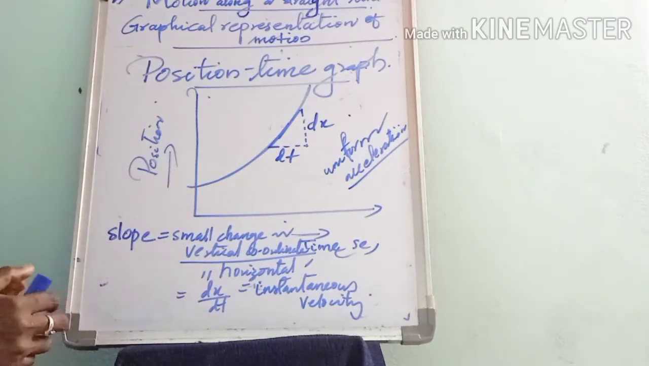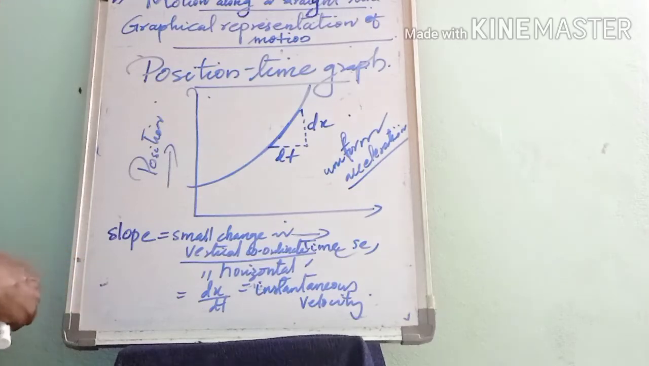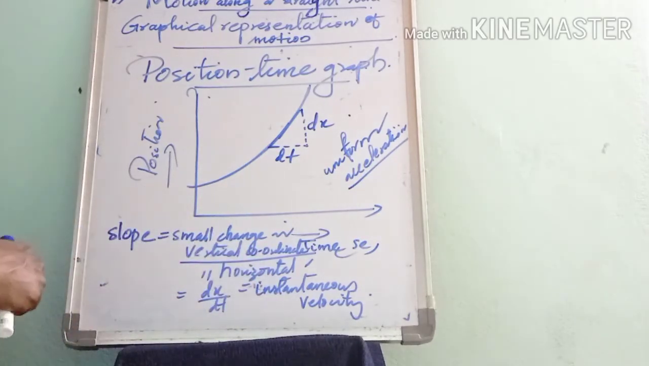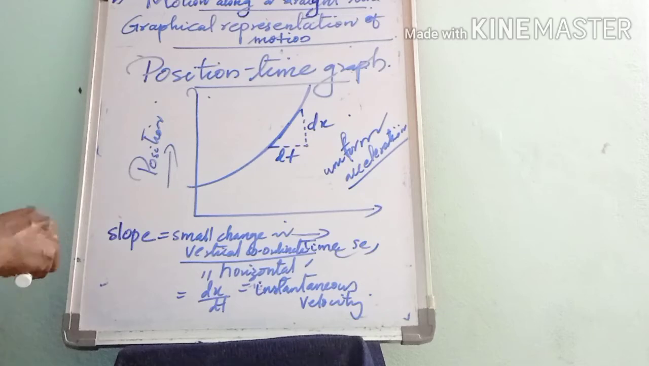You know what dx by dt is? That is equal to the instantaneous velocity. dx by dt represents what? Instantaneous velocity. So the slope of the position-time graph for uniformly accelerated motion represents the instantaneous velocity.